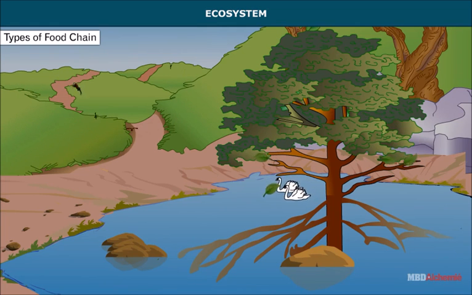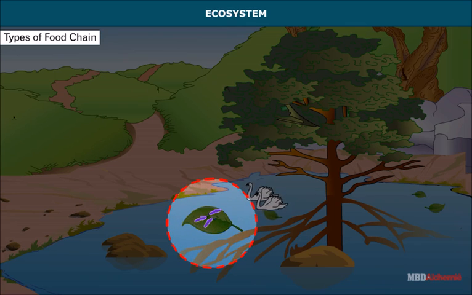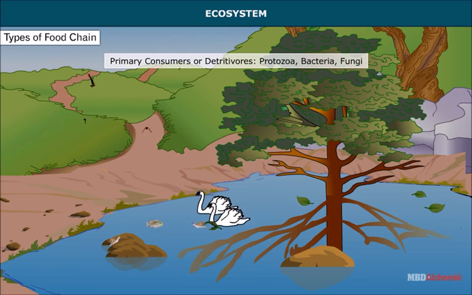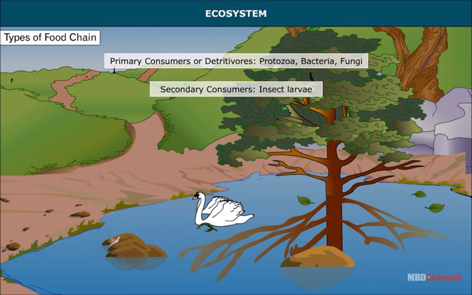Detritus food chain. Primary source of energy is dead organic matter called detritus. Main sources are fallen leaves or dead animal bodies. Primary consumers are detritivores. These include protozoans, bacteria, fungi, etc. The detritivores are eaten by secondary consumers, which include insect larvae, etc. They are shorter than grazing food chain.